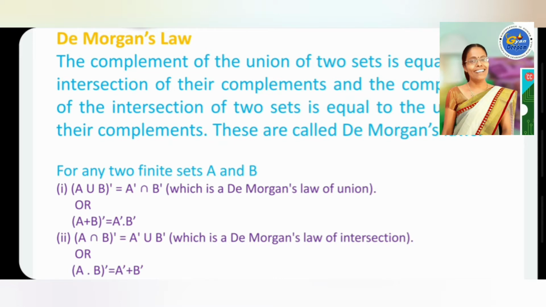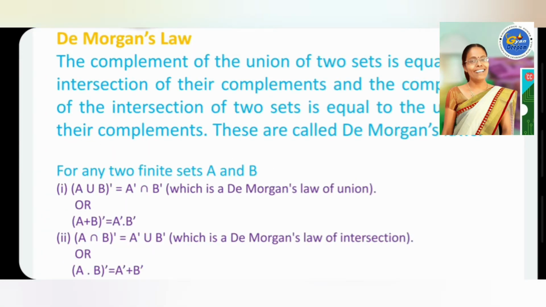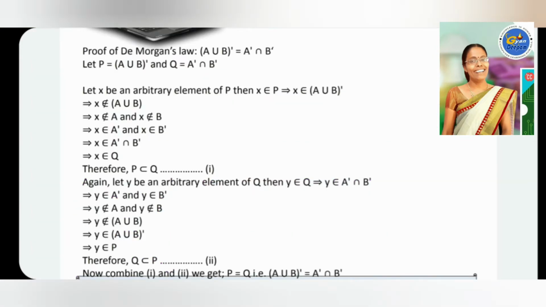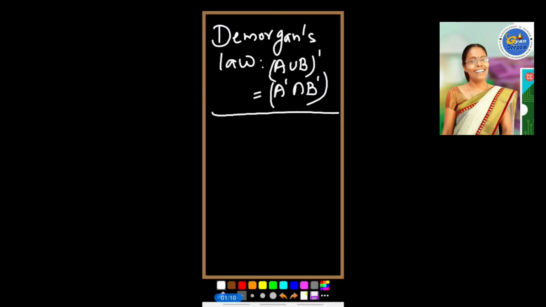De Morgan's law has two laws: De Morgan's law of union and De Morgan's law of intersection. The complement of the union of two sets is equal to the intersection of their complements, and the complement of the intersection of two sets is equal to the union of their complements. These are called De Morgan's laws. I'm going to give you the proof by using the algebraic method as well as the truth table for the first law. Then you will be able to do the second law by yourself. So let us see the proof.